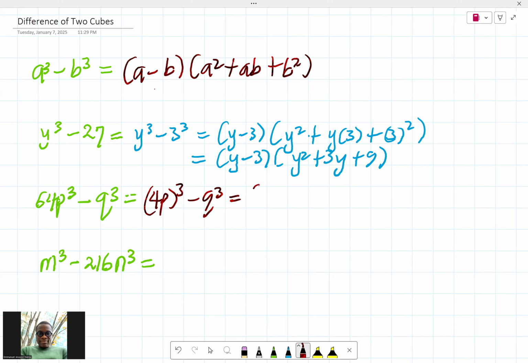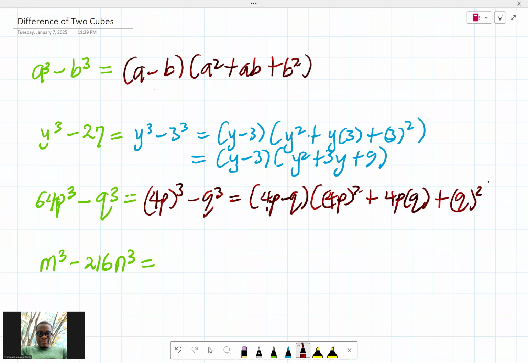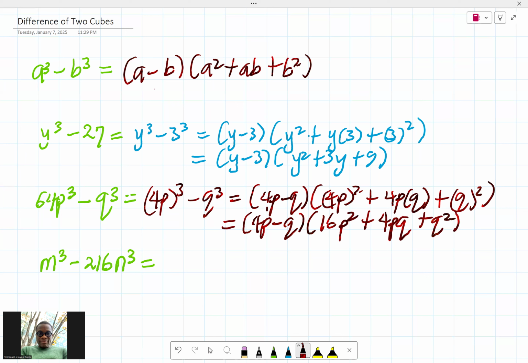How do you do that now? That's 4p minus q into 4p squared, plus 4p times q, then plus q raised to power 2. And if you tidy that up, you get 4p minus q into... sorry, 4 squared is 16, not 64. So that is 16p squared plus 4pq plus q squared. And that is how that goes.